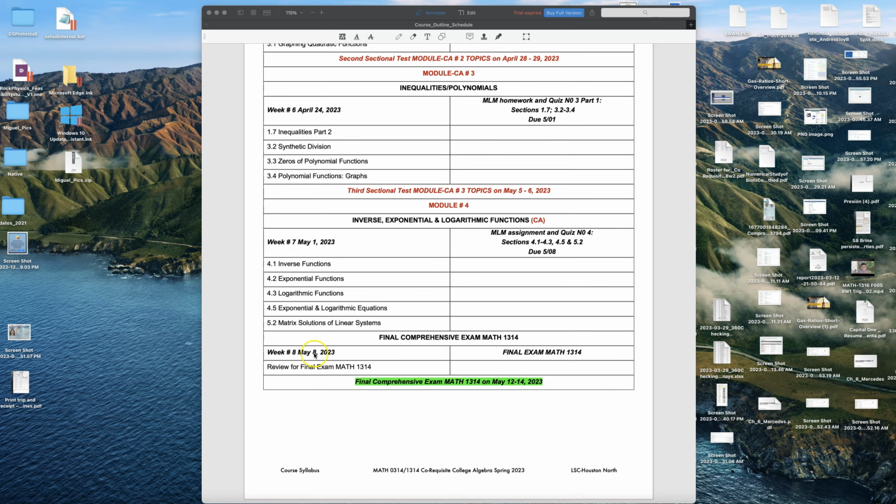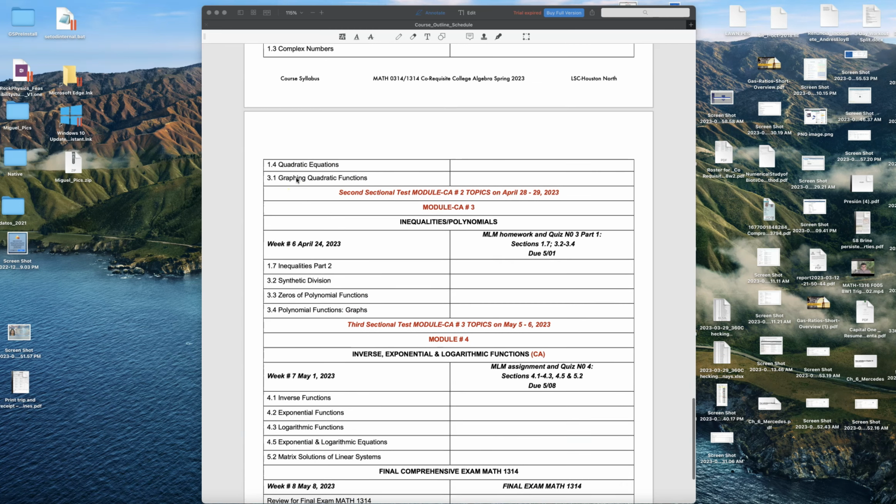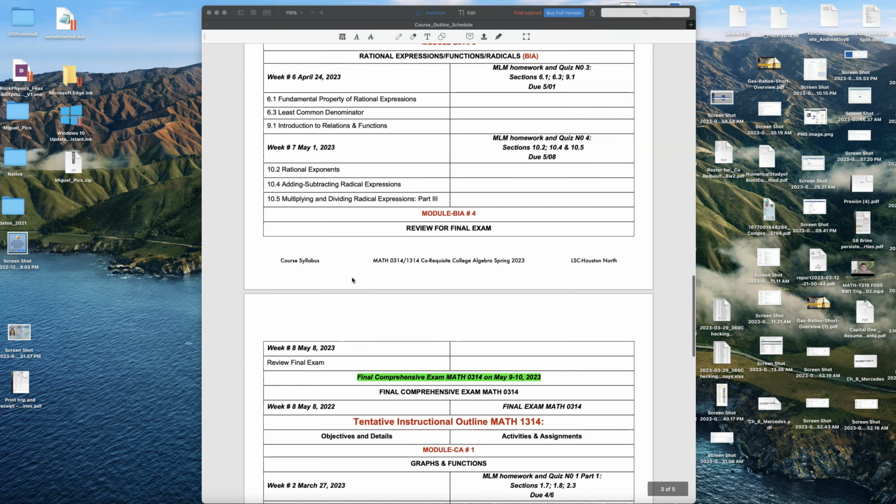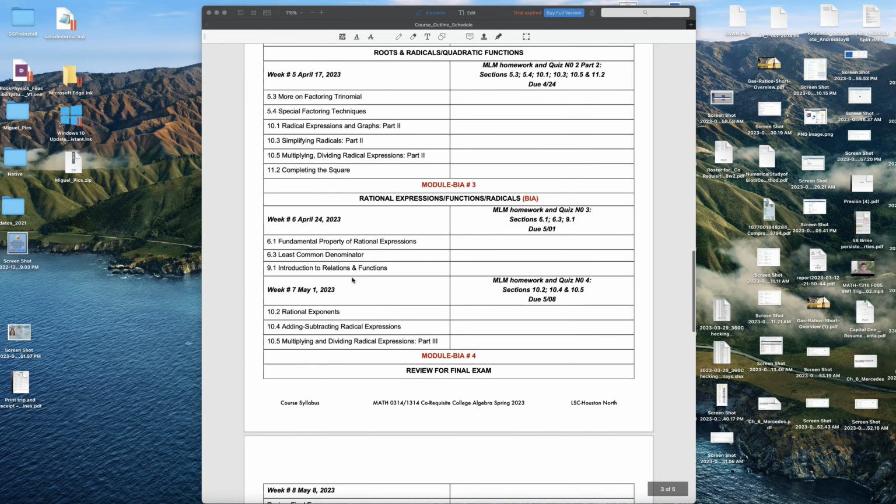As you know, we reviewed module number 3 over the last 2 weeks. We finished that part. Let me go here to the developmental portion. We finished that part with this module, which basically includes the common denominator, again a little bit more detail about relations and functions, rational exponents, all that kind of things.